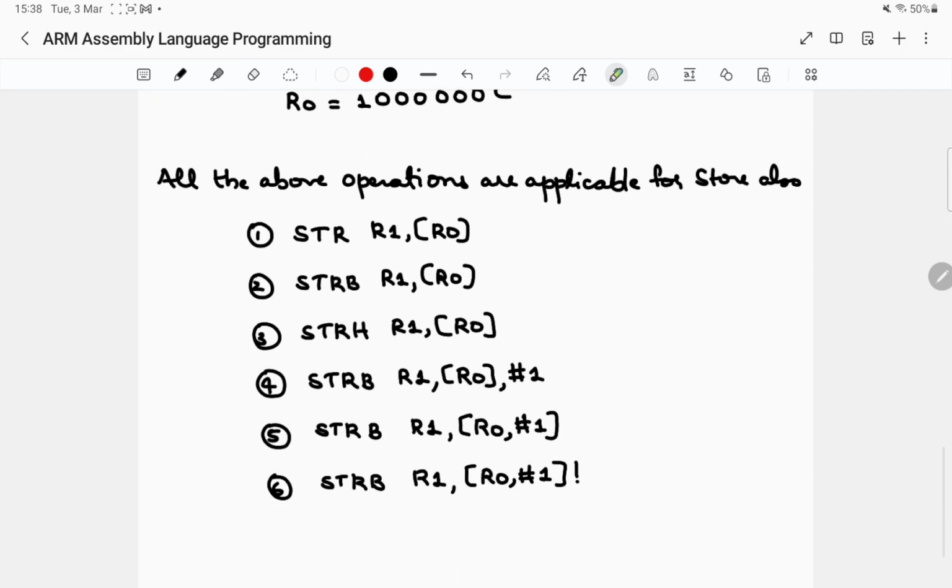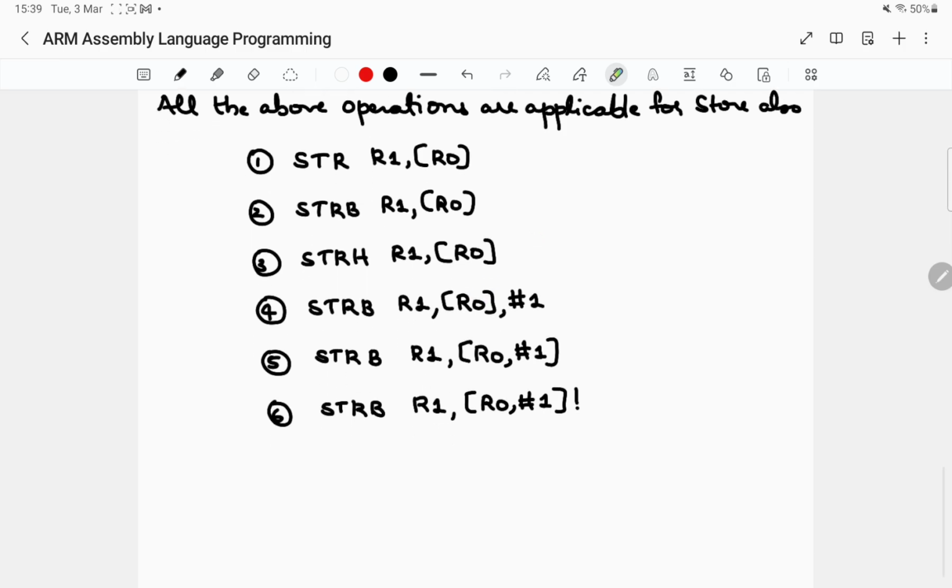All of the above operations are applicable for store also. STR R1, [R0] will save the value of R1 to the address pointed by R0 in 4 consecutive locations. But the starting address has to be divisible by 4. STRB R1, [R0] will store the lowest byte in R1 to the address pointed by R0. STRH R1, [R0] will store the half word, that is the lowest two bytes in R1, to the address pointed by R0, but again R0 has to be divisible by 2.